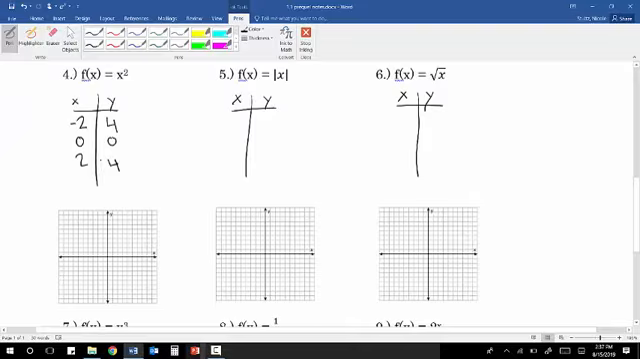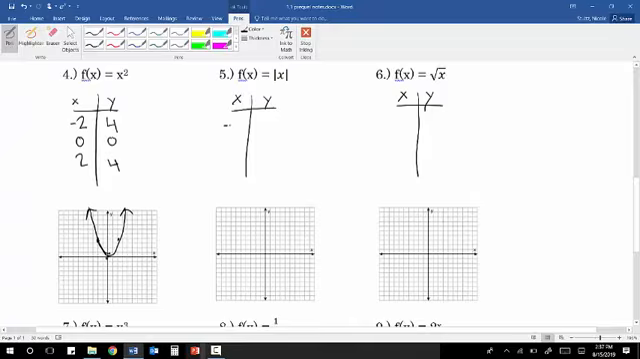And then you'll go through and you just plot those points. So -2, 4, 1, 2, 3, 4 is here, 0, 0, and then 2, 4 will be over here. And this is going to kind of look like a U. So we'll make sure we curve that bottom. So again, if you use more points, it would be more of a curve.